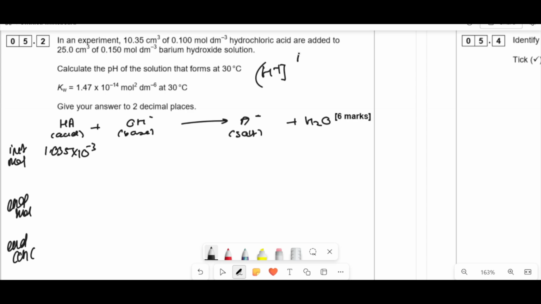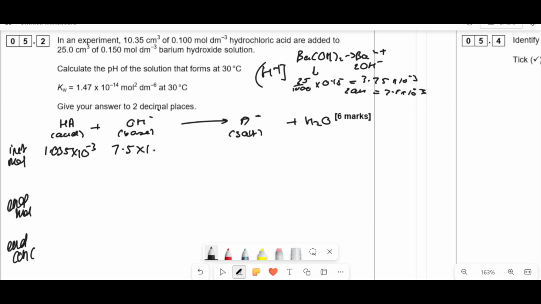I need to find out how many OH minuses we get. This is Ba(OH)2, which dissociates into Ba2+ and 2 OH minus. So whatever the moles of this is, it's actually double that. So the moles of Ba(OH)2 is going to be 25 over 1,000 times 0.15, which is 3.75 times 10 to the minus 3. But I don't want the Ba(OH)2. I want the OH minus, which is 2 lots of them. So I'm going to do 2 times that, which is 7.5 times 10 to the minus 3. So that's actually how many OH minuses I have.